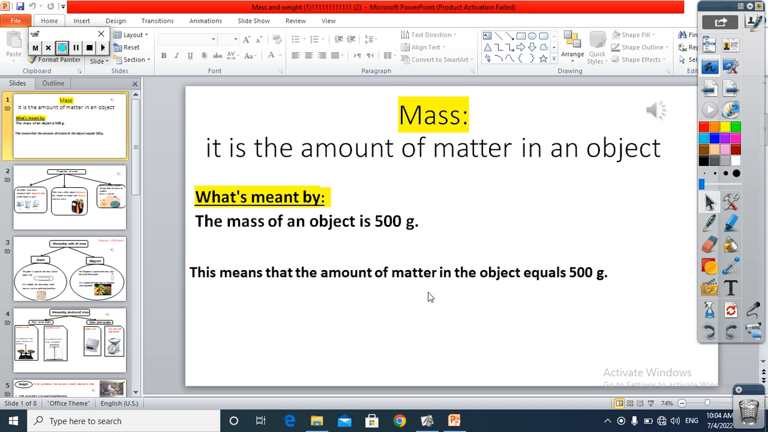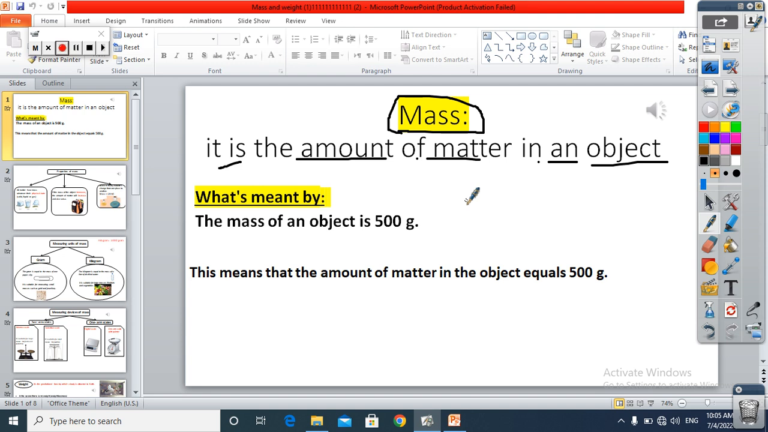Excellent. So the amount of matter in the object is the definition of mass. Yes, remember with me. The amount of matter in an object is the concept, or the definition, of mass. So what is meant by mass? It is the amount of matter in an object. Excellent.